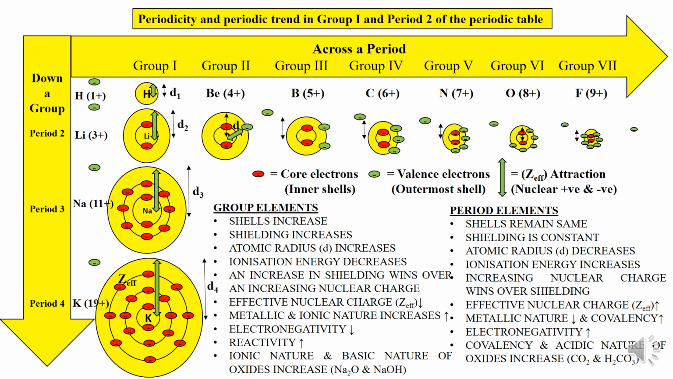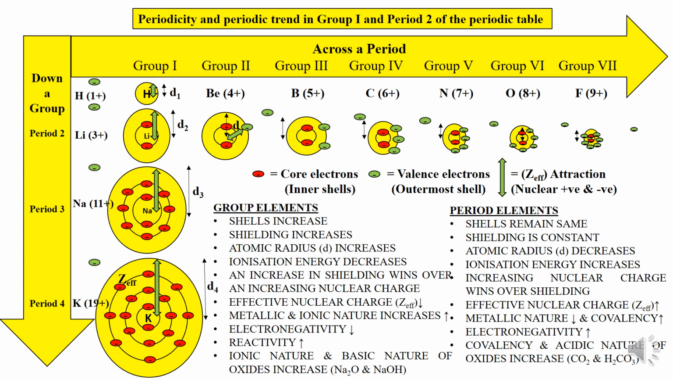Now, as you go across a period, the shells remain the same. We are talking about period 2 elements. In the case of period 2 elements, the number of shells remains the same, that is 2. Only 2 shells for all the period 2 elements, and therefore the shielding is constant. Why is shielding constant? Because the number of inner core electrons remains the same, that is 2.